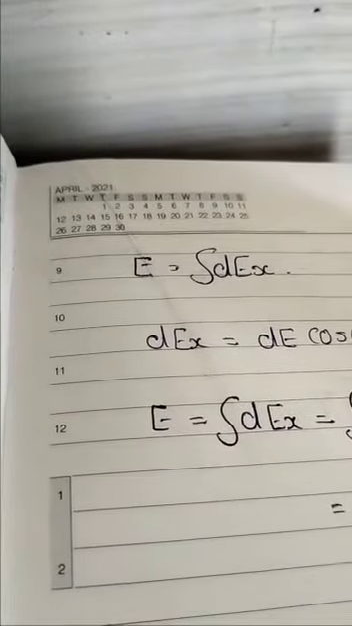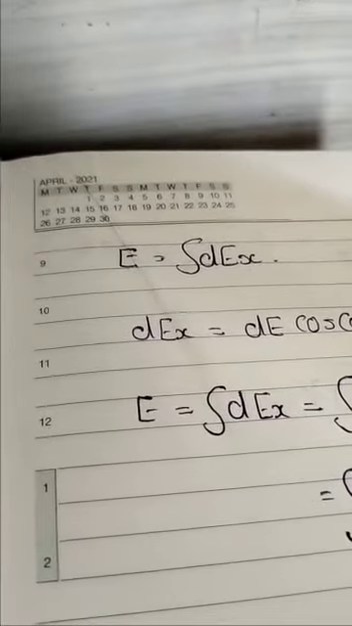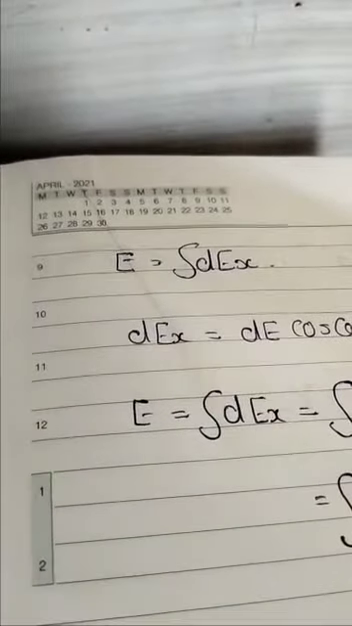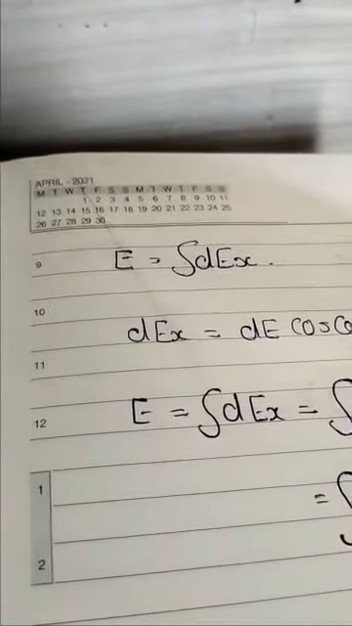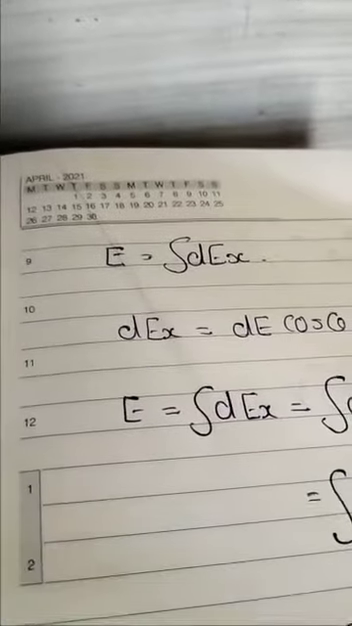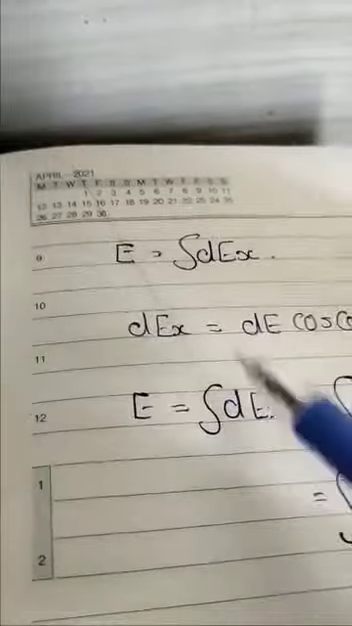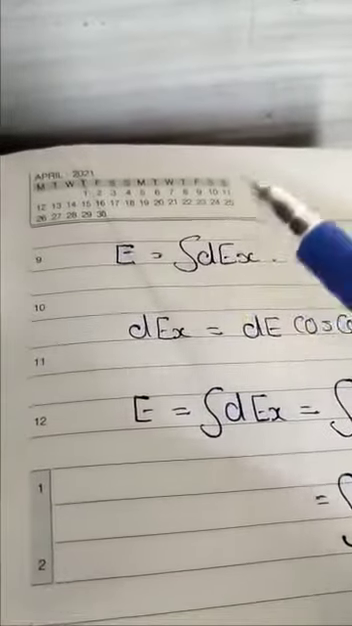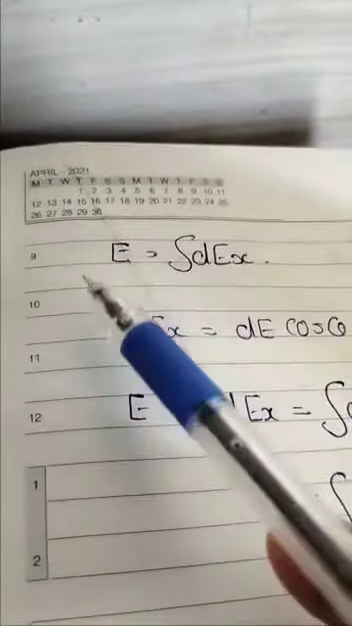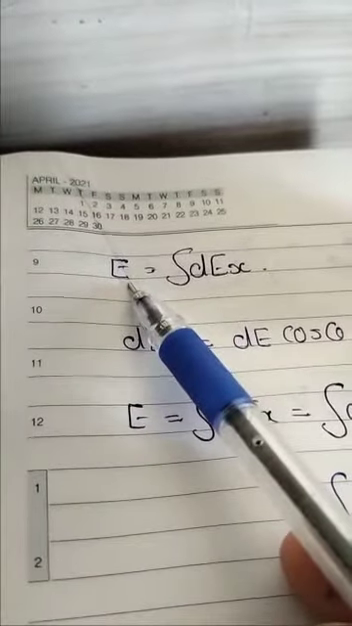That is not our answer. Our answer is the total electric intensity of a ring. So how to find out the total electric intensity? Integrate the electric intensity of that small portion AB. What is this? Symbol of integration. To integrate this dEx, we should get the total electric field intensity E.